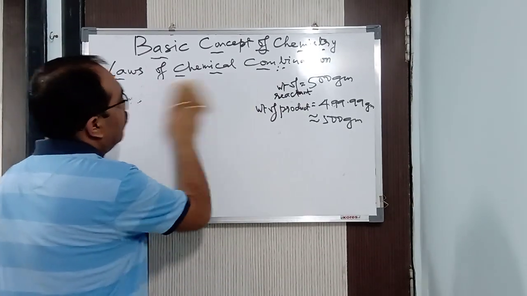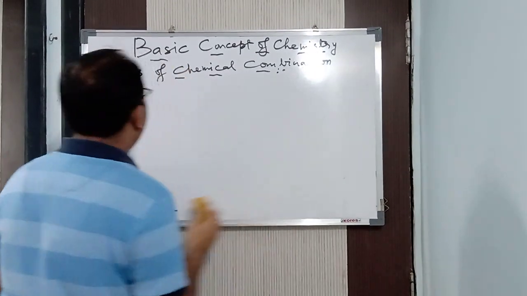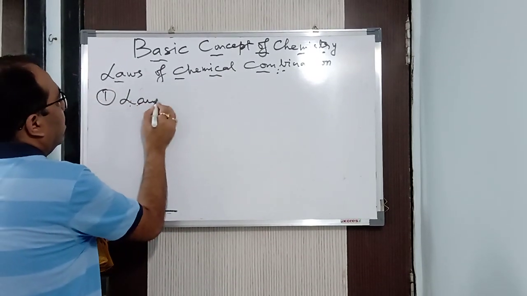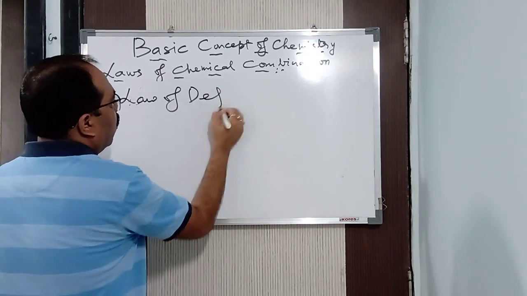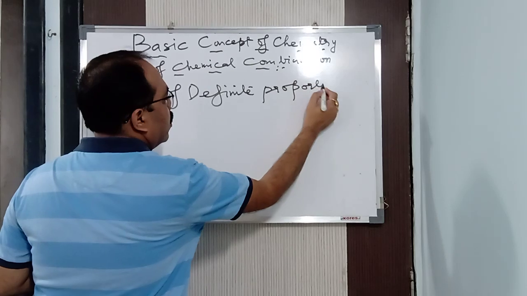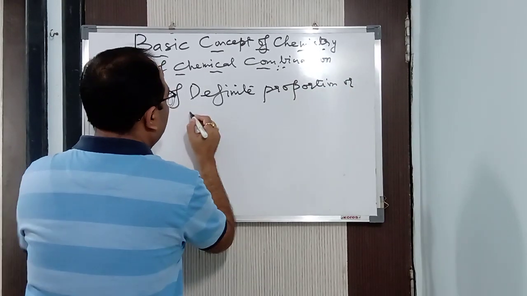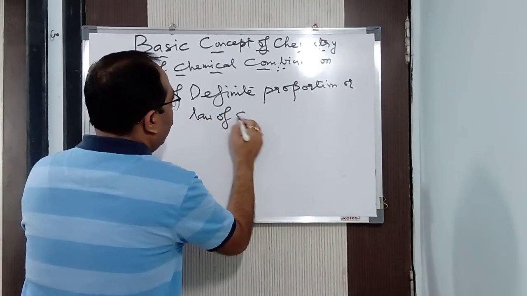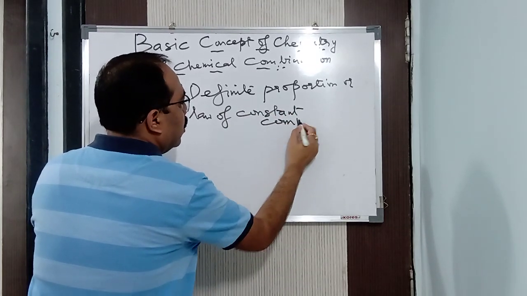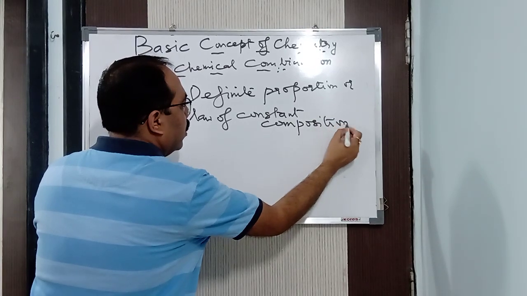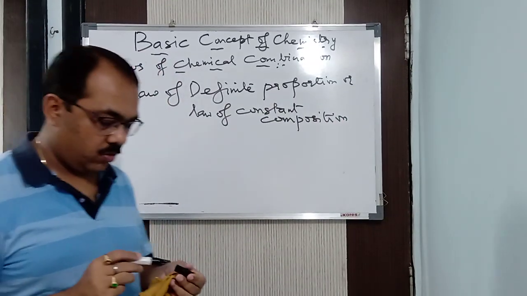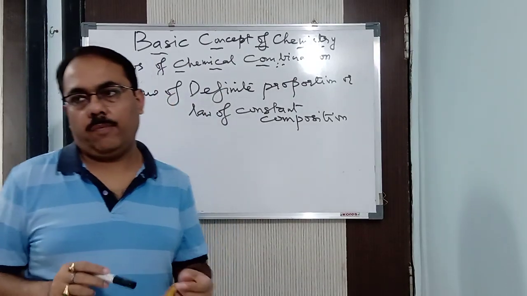Now, next we'll come to the law of definite proportion, or the law of constant composition. Now, what is that? Law of definite proportion, or law of constant composition. I told you already, this law was given by Joseph Louis Proust, J.L. Proust. So, what is the definition of this law?